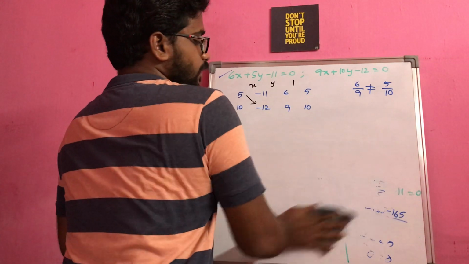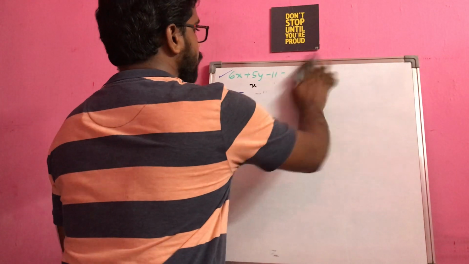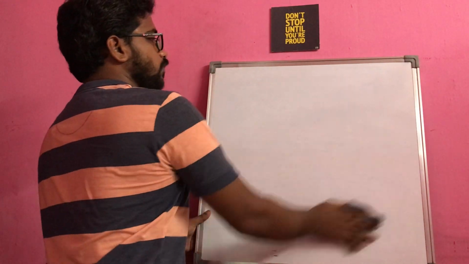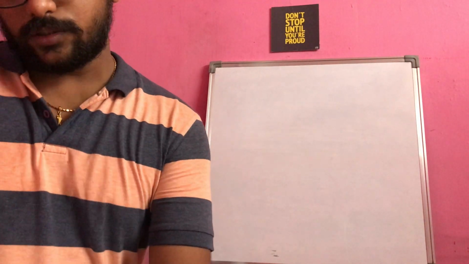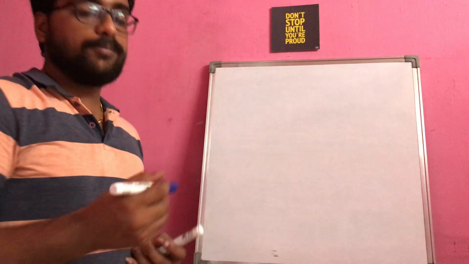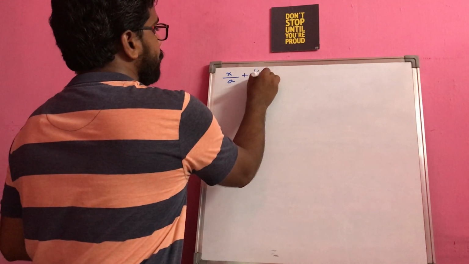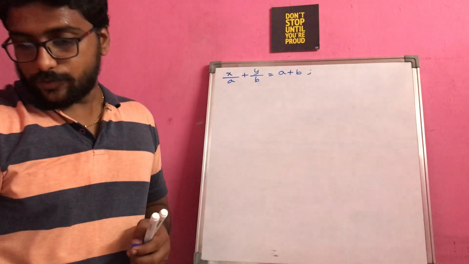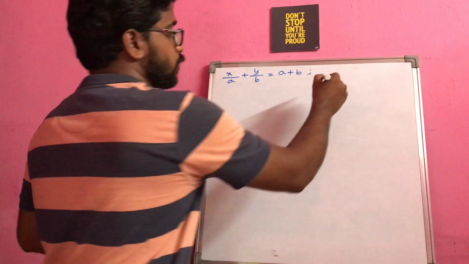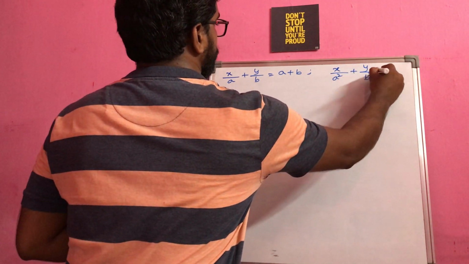Till now we are having numbers directly, so we might feel comfortable. What if instead of numbers, you are given some constants? That means instead of numbers, if you are given a, b, what will you do? See this, x by a plus y by b is equal to a plus b. The first one, x by a square plus y by b square is equal to 2.